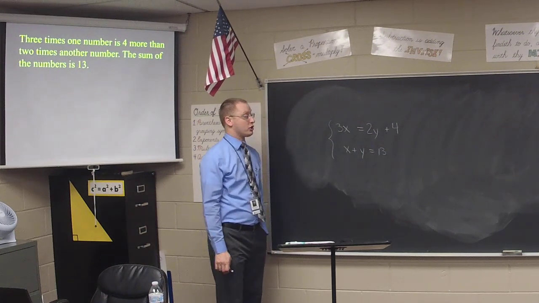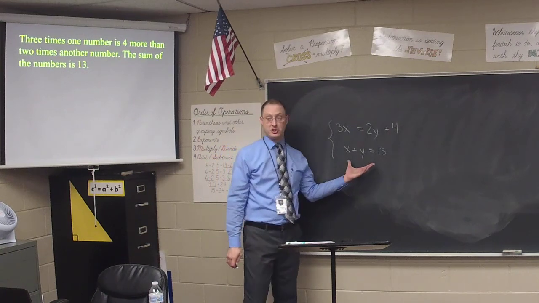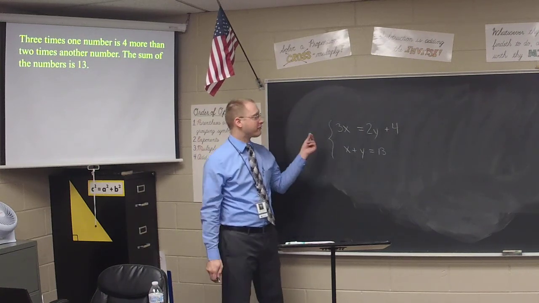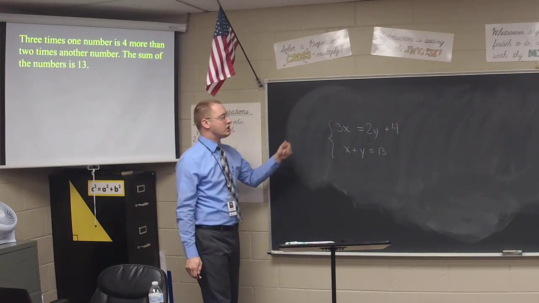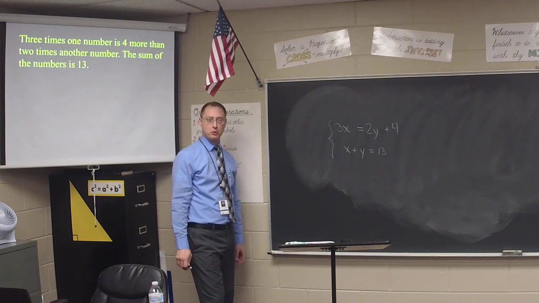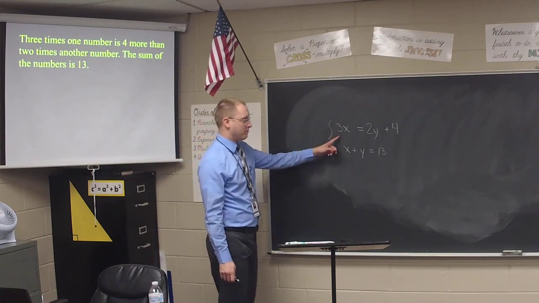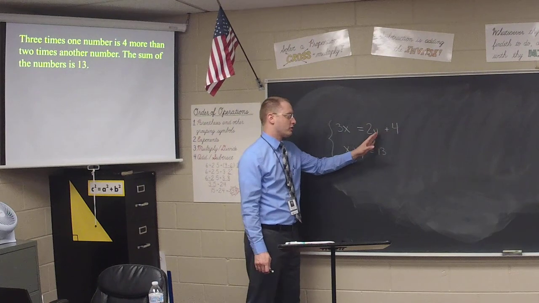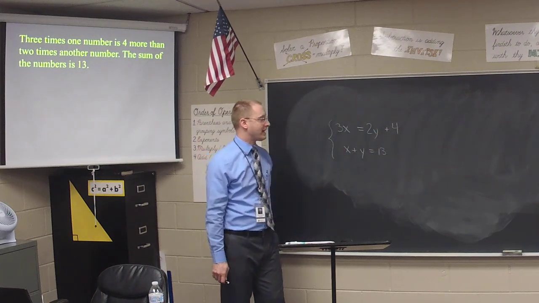The second equation couldn't be easier. The sum of the numbers is 13, x plus y equals 13, but that first equation, check it. Did you get 3x equals 2y plus 4? 3 times a number is 4 greater than twice the other. Solving at your seats then.